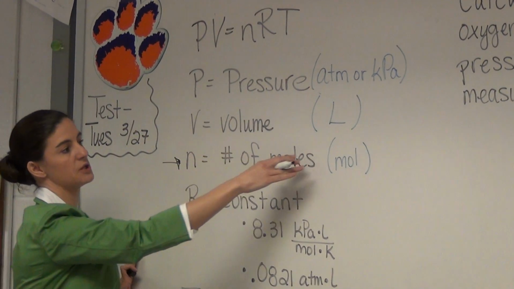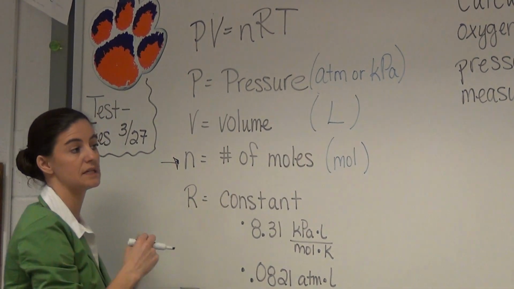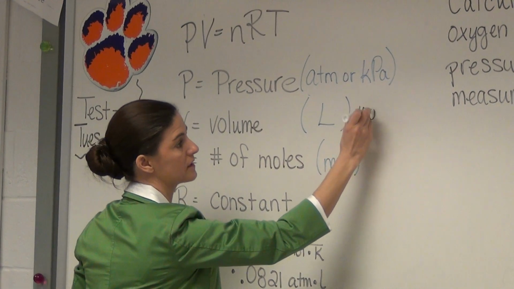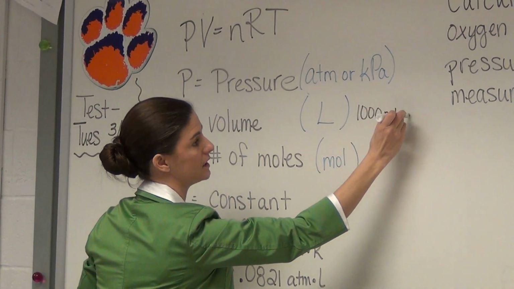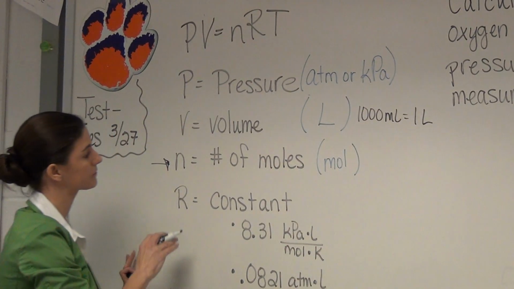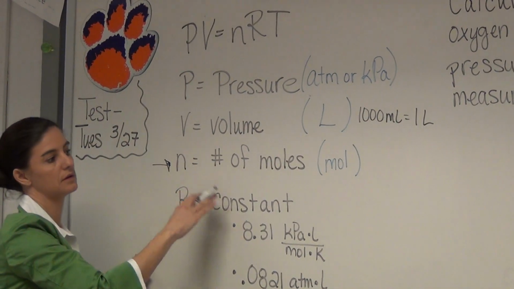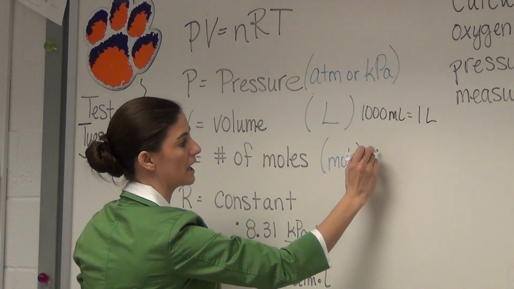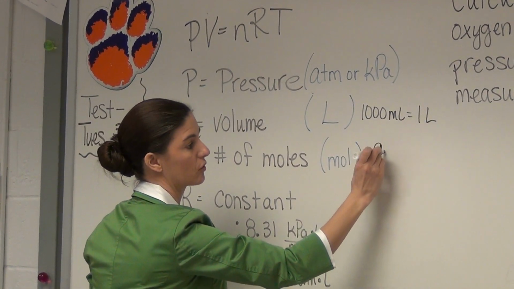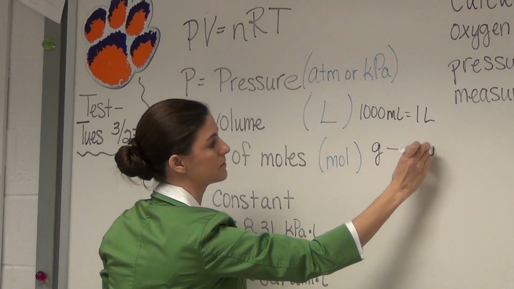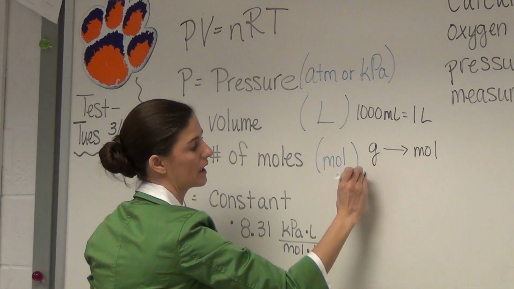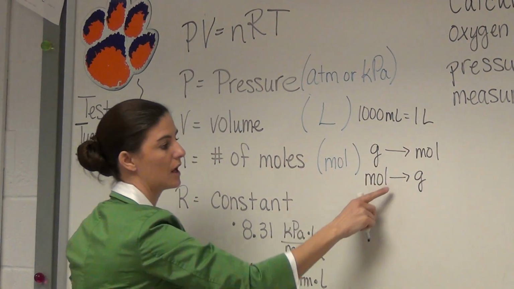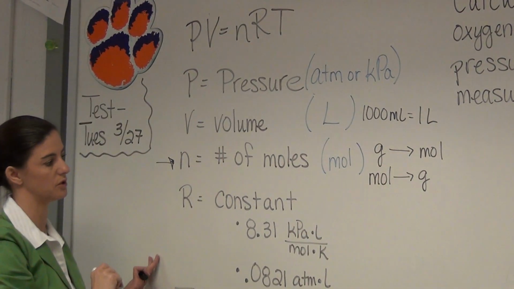Volume is always going to be measured in liters, which means if you have to convert from milliliters to liters, you're going to have to do 1,000 milliliters equals 1 liter. Number of moles, abbreviated mol. Sometimes it's going to give you grams, so you're going to have to convert from grams to moles, or you might be asked for grams, so you'll have to convert from moles to grams. And remember, this is the molar mass that we're going to use.